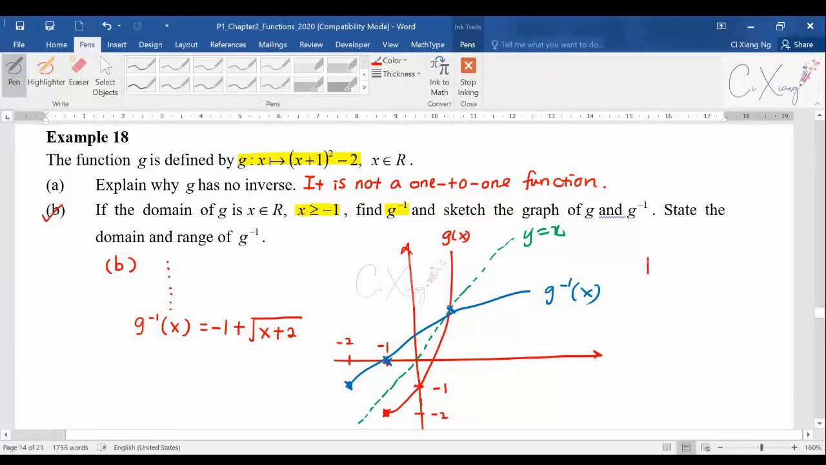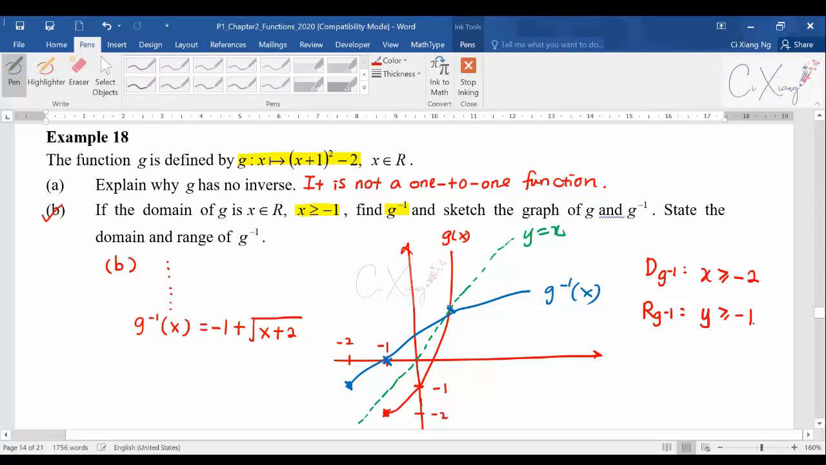And then to get the domain of g inverse, it will be equal to the range of g. So you can write out the result. The range of g is x greater than or equal to -2. And then the range of g inverse is the domain of g, so that will be y greater than or equal to -1.